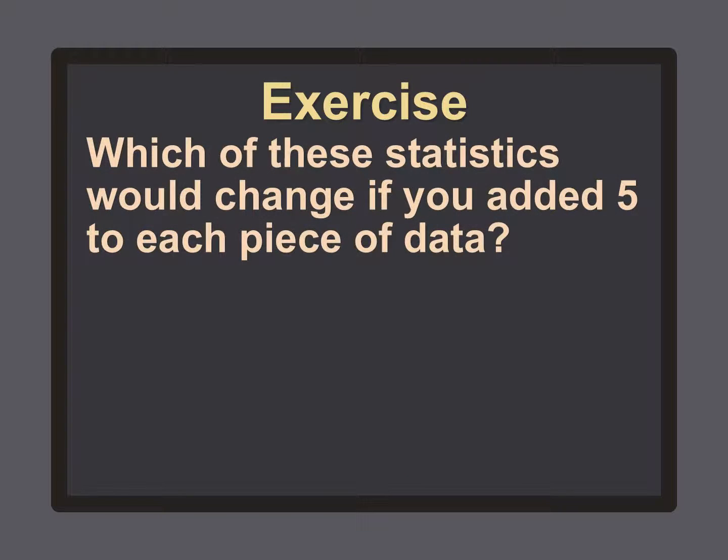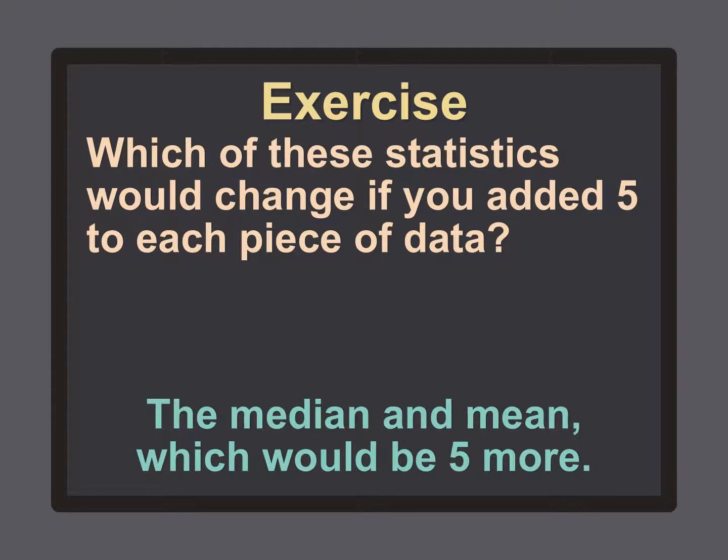And now we have the question: out of the range, the mean, the median, and the mode, which of those would change if we added 5 to each piece of data? The answer is the median and the mean would be 5 more. Your mode would still be none, and your range would still be the same, because even though you increased the upper limit and the lower limit, you changed them by the same amount. So the distance between the two is still the same.